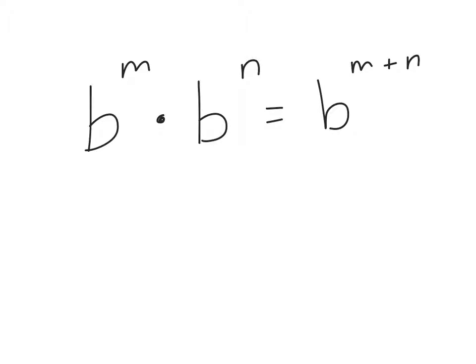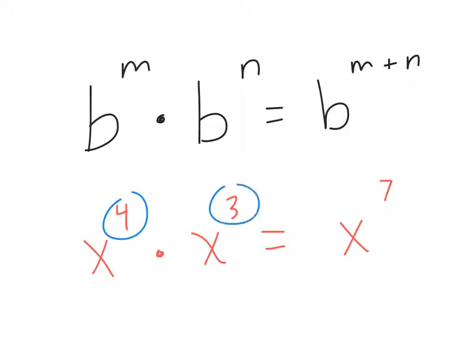So they use an example here. They use the variable x, and they say that if I raise x to the power of 4 and multiply that by x to the power of 3, then that can just be simplified as x to the power of 7, because I've simply added together my two exponents.